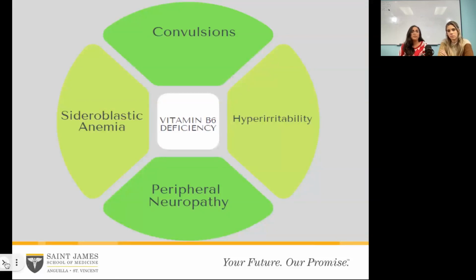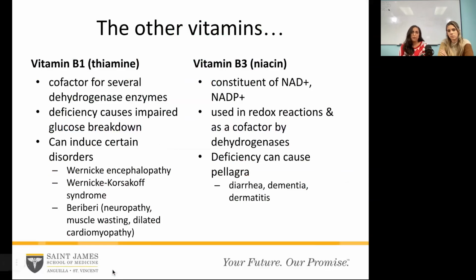So the other vitamins: vitamin B1, also known as thiamine, is a cofactor for several dehydrogenase enzymes. A deficiency of B1 would cause impaired glucose breakdown and can induce certain disorders like Wernicke encephalopathy, Wernicke-Korsakoff syndrome, and beriberi, which is a triad of neuropathy, muscle wasting, and dilated cardiomyopathy. And you'll see this more commonly among alcoholics.